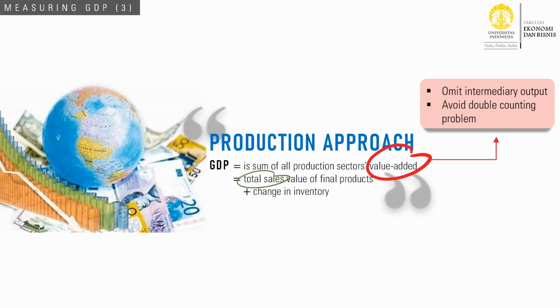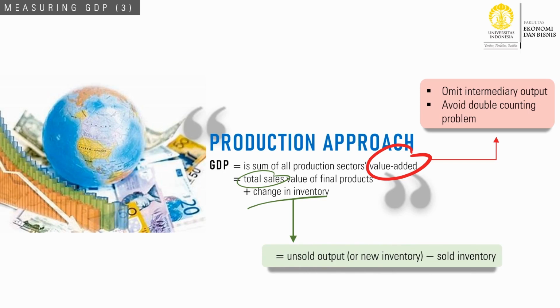However, now the potential problem may come from the changes in inventory. To avoid the double counting problem, unsold output or new inventory must be included in the GDP calculation as it is treated as final output produced in the current year. On the other hand, the sales of inventory must be deducted from the GDP since its value has been added in the past GDP calculation.